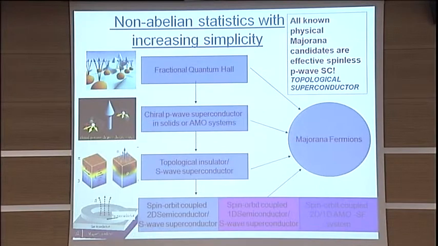Let me just conclude by putting this slide up without talking about it. These are the different branches of evolution of Majorana. The fractional quantum Hall, chiral p-wave superconductor. This is something I didn't talk about. And this is where we are. We are here. This is the system we're all very excited about, thanks to the experimentalists. With that comment, I'm going to stop.